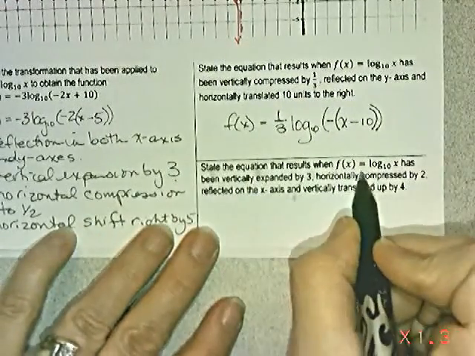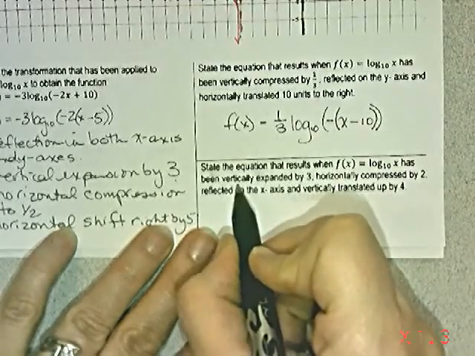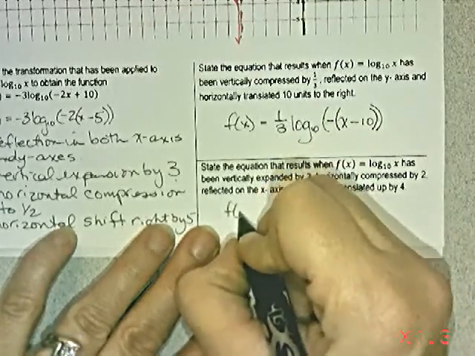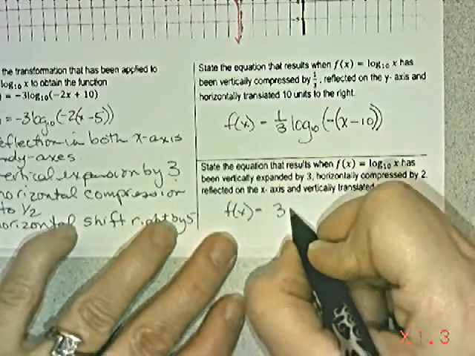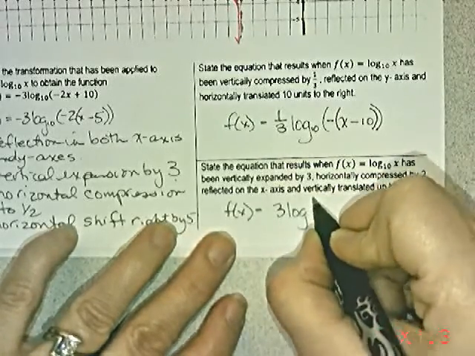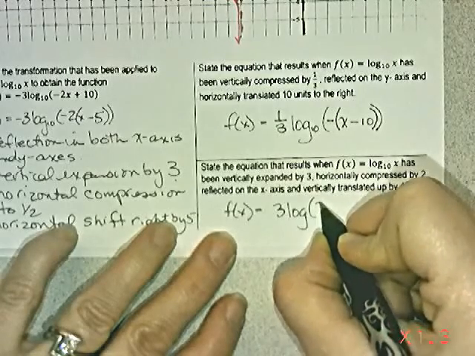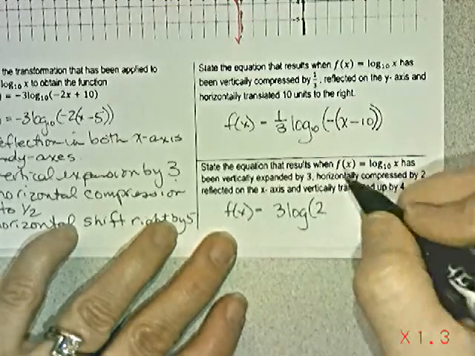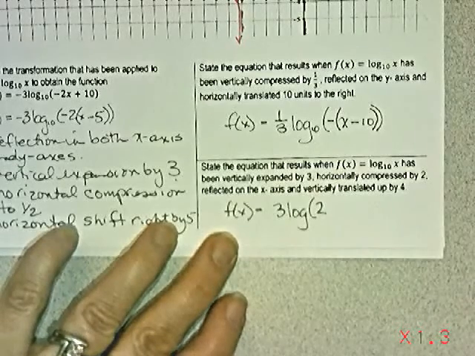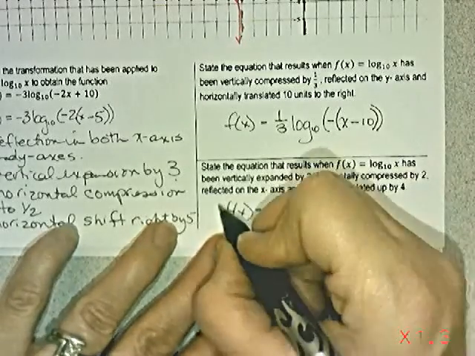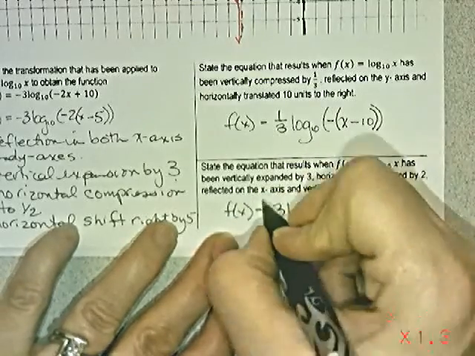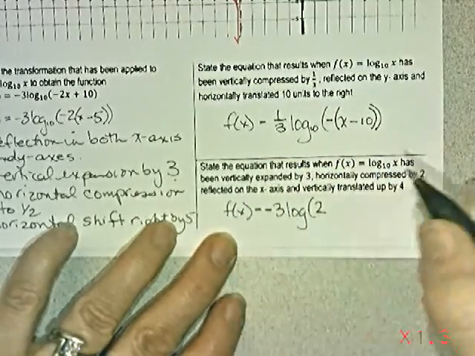State the equation that results when you've got a log graph vertically expanded by 3. So we have a 3 out front, horizontally compressed by 2. So our d value, we would need to have a 2 here, because x divided by 2 would take all of your x's and take half of them. Compressed by a factor of 2, reflected on the x-axis. So our a value is negative.